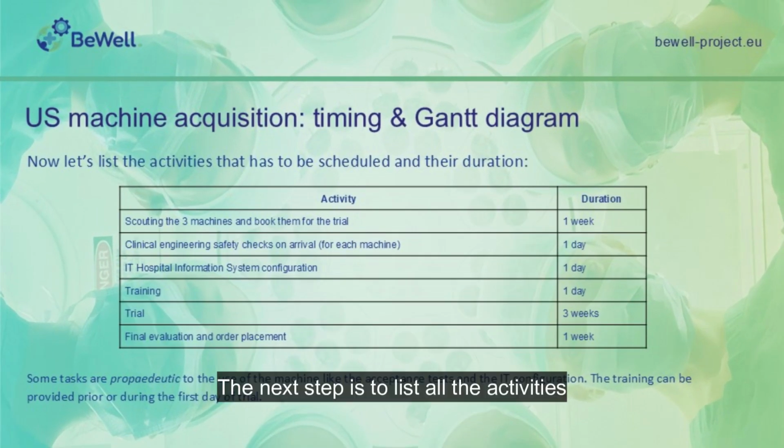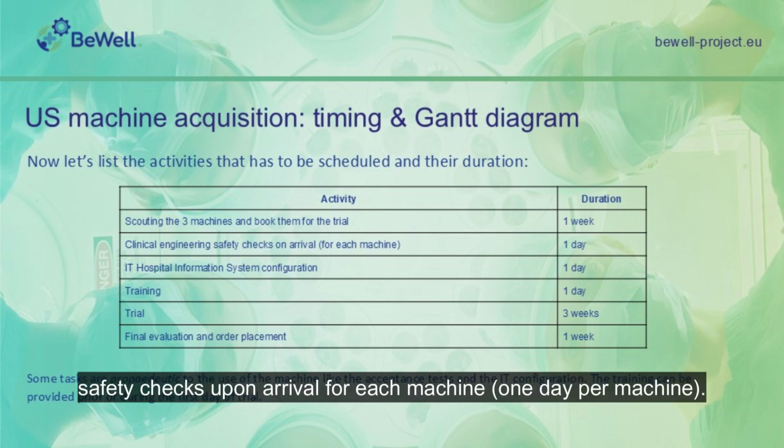The next step is to list all the activities that must be scheduled with their duration. The project includes scouting and booking the 3 machines for the trial within 1 week, followed by clinical engineering safety checks upon arrival for each machine, 1 day per machine.